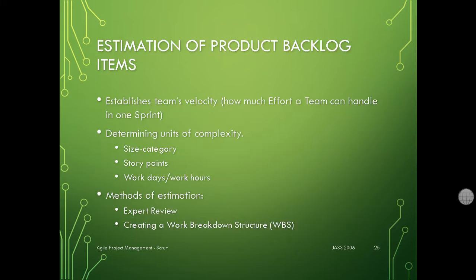The problem here is the estimation of the product backlog items. These items, how can we do them? And especially that problem of the time estimation. How can I say that this item will take that period or that effort? As you can see, there are a number of units of complexity. The number that you're going to assign to each item can be one of these: size category, story points, which is the importance that it needs to be done, or work days or work hours, how long it's going to take.